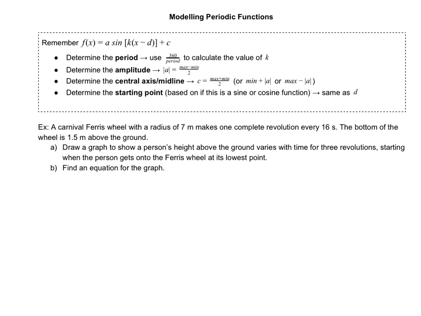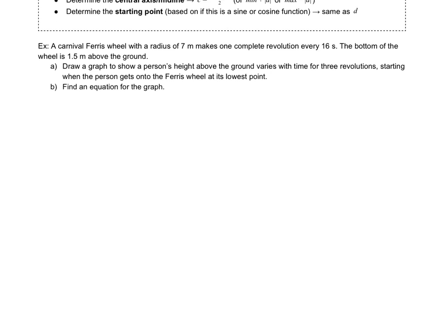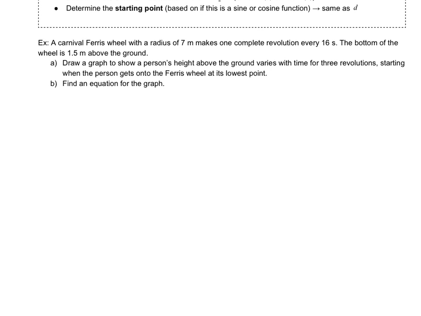So let's get started with our first example. A carnival Ferris wheel with a radius of 7 meters makes one complete revolution every 16 seconds. So the radius of 7 meters seems important, and one revolution, so one complete cycle, takes 16 seconds. That should already make you think of the period, the length of one cycle. The bottom of the wheel is 1.5 meters above the ground because obviously someone can't get on at ground level or else the Ferris wheel would be scraping the ground.